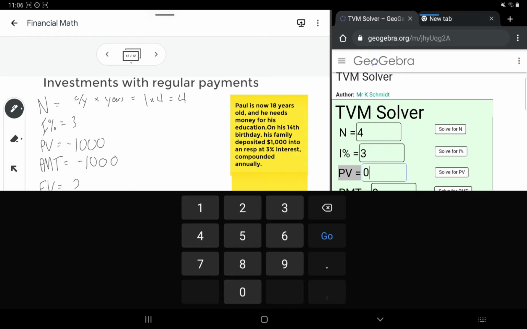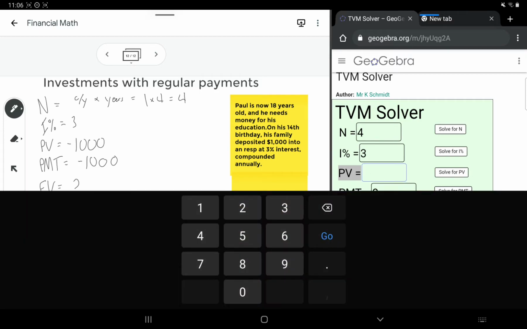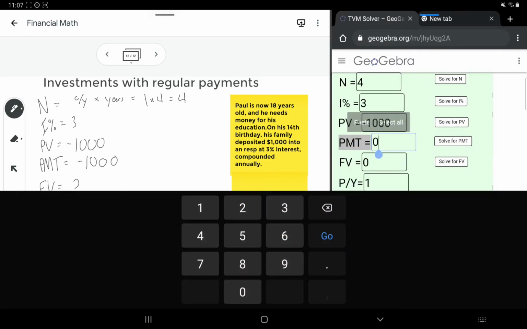It's not cooperating. There we go. Again, just tablet issues here.